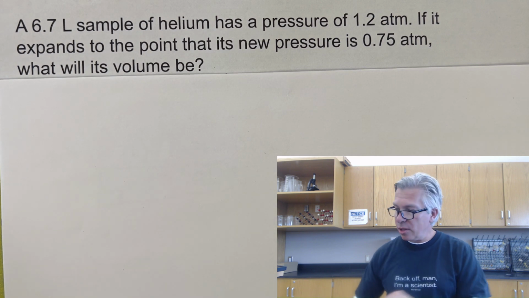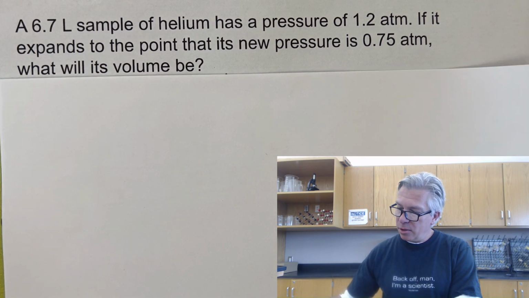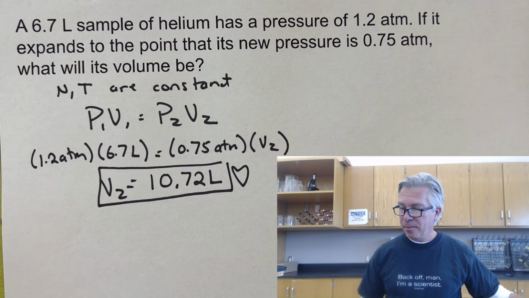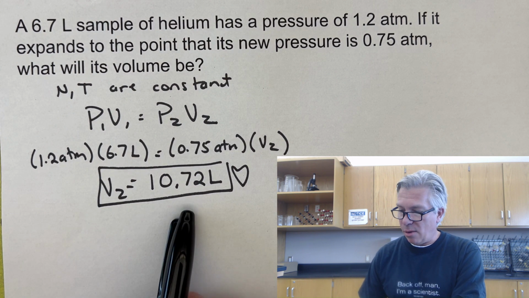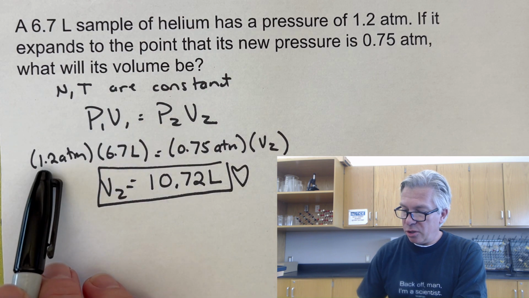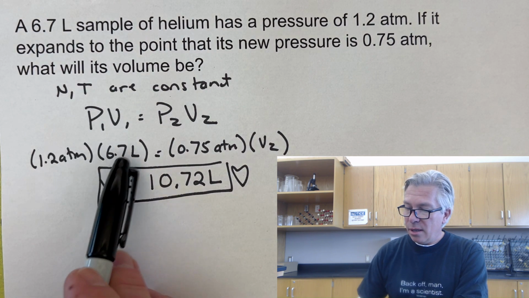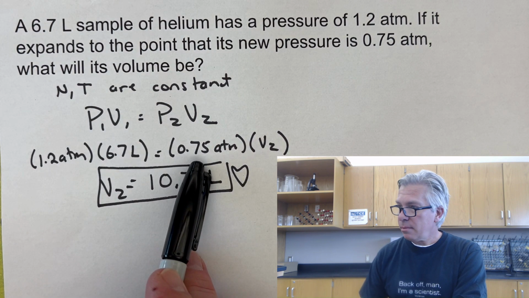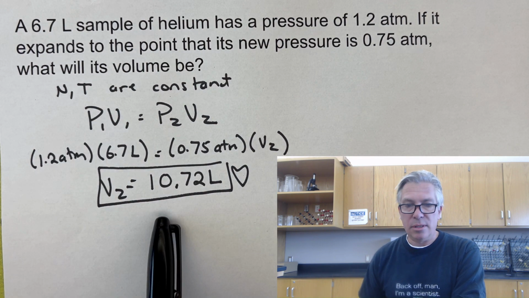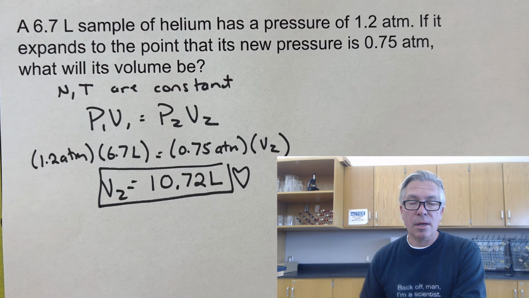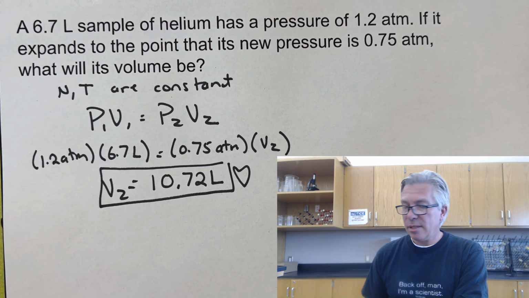All right, good job for trying that. And if you were able to get an answer of 10.72 liters, then congratulations, good job on that one. We plug in the initial pressure, the initial volume is 6.7. The pressure has dropped. Note again that n and T are constant. And the new volume then went up to 10.72. And so that is a simple example of Boyle's law.